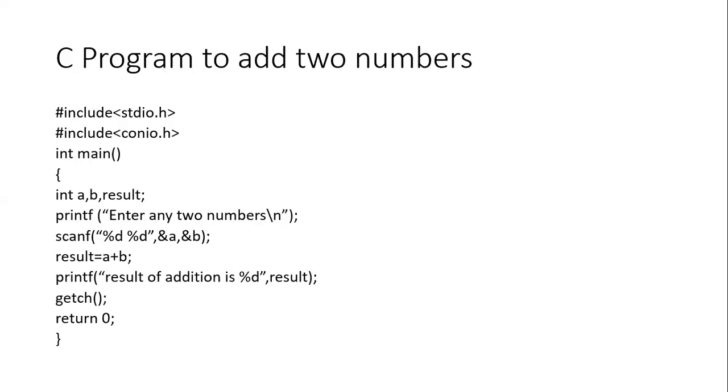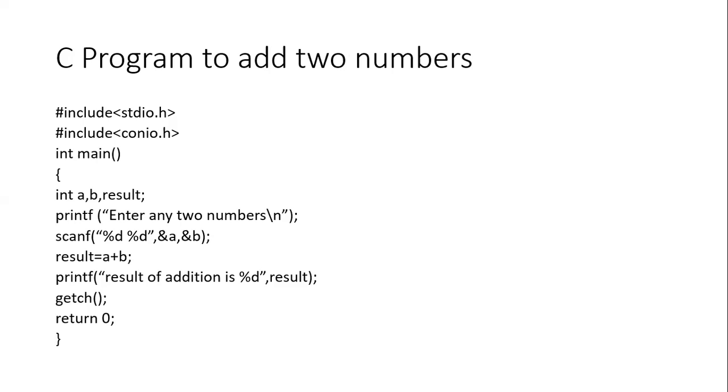Now let's see an example of a C program. First, we have include standard input output library, which includes stdio.h. Then there is the int main function as the program start. After the main function there is an opening bracket. Then there is the variable declaration int a, b, result. We have declared three variables of type integer.